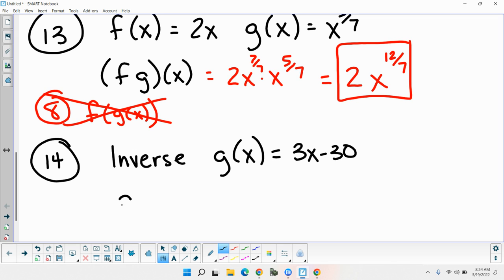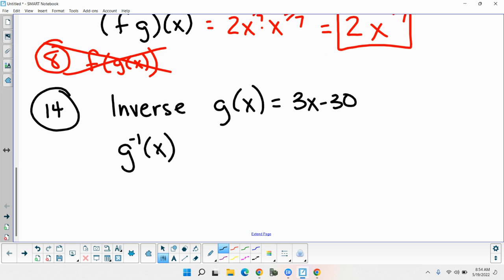So remember, the symbol for inverse is that little -1 exponent. Well, what did we do when we did these? Do you guys remember? Nobody remembers? Not one person? Isn't it just 3x plus 30? No, not quite. Not yet. Okay? So we think about this as y equals 3x minus 30.